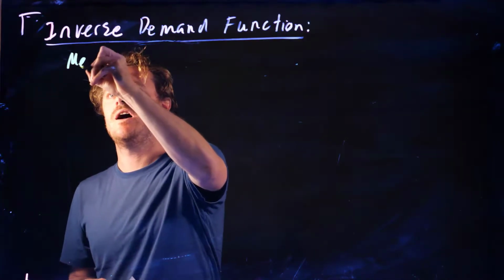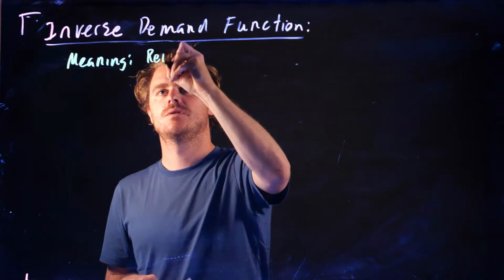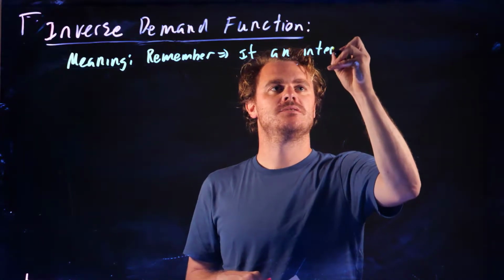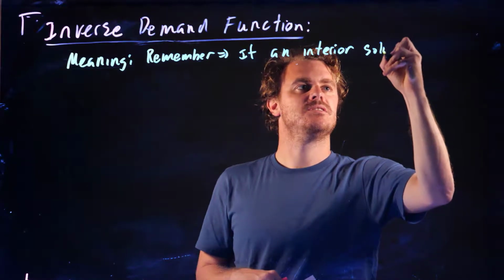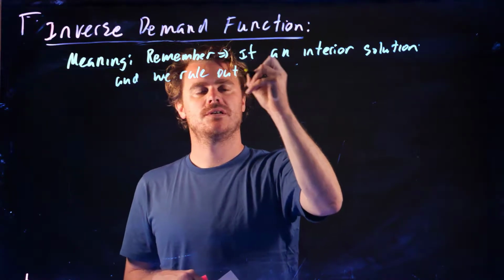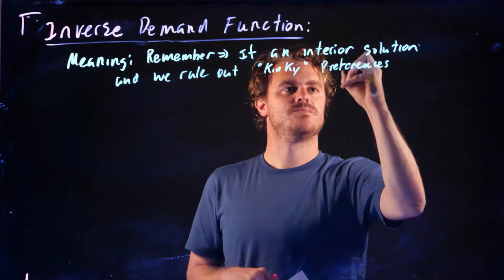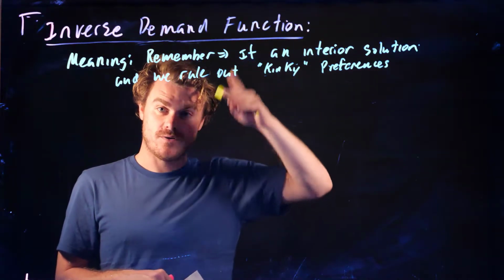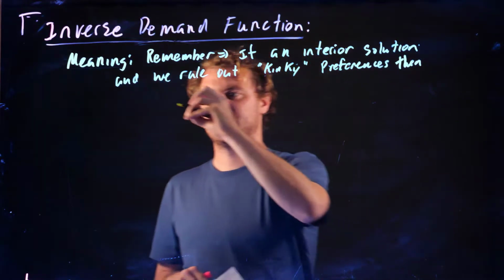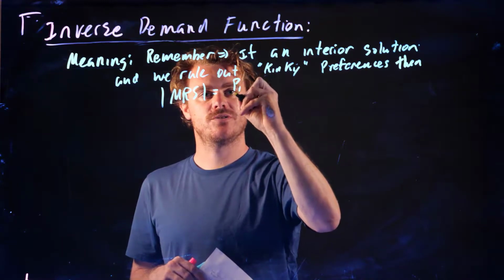So let's explore the meaning of this inverse demand function. If we remember, when we have an interior solution, and we rule out kinky preferences, so we ruled out those kind of right angles or the kinks right at the optimal choices, then we had this MRS condition: the absolute value of the marginal rate of substitution equals the price ratio.